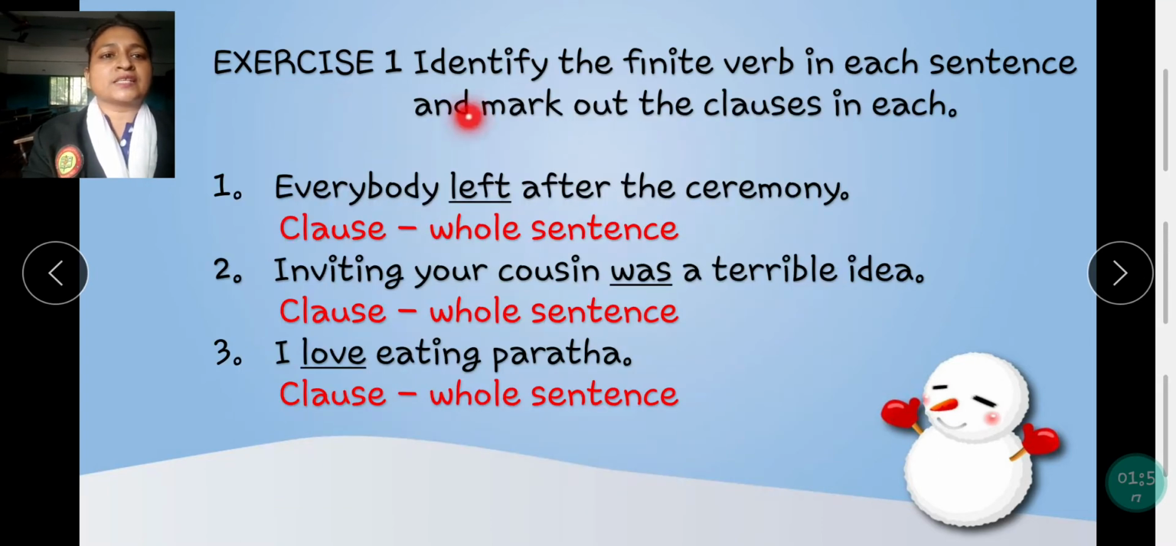Let's do the first exercise. Identify the finite verb in each sentence and mark out the clauses in each. Everybody left after the ceremony. Now here the finite verb is left and this is a whole clause. Inviting your cousin was a terrible idea. Again, this is a whole clause and this is the verb. If you have more than one clause, then you will have more verbs and subjects. I love eating paratha. Now love is the verb here and the clause is the whole sentence.